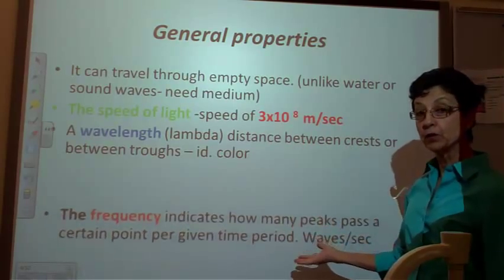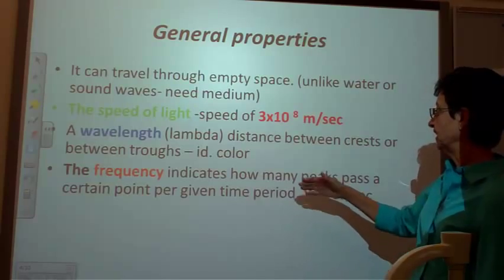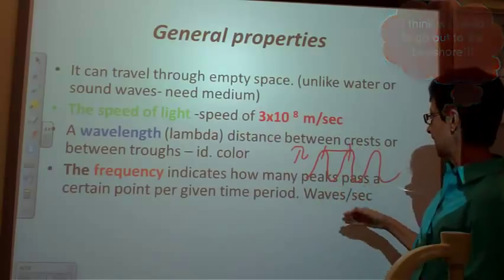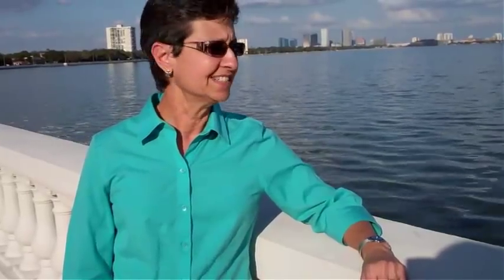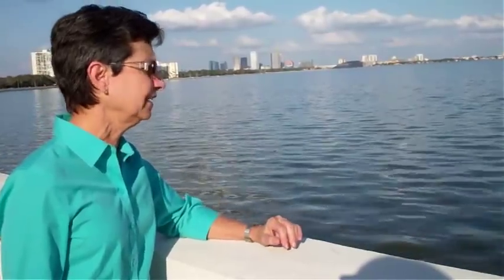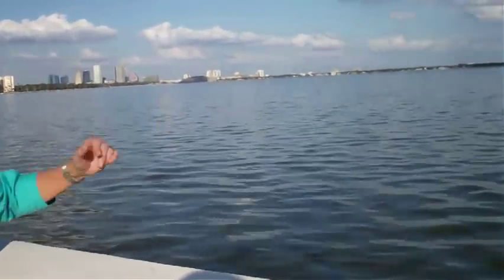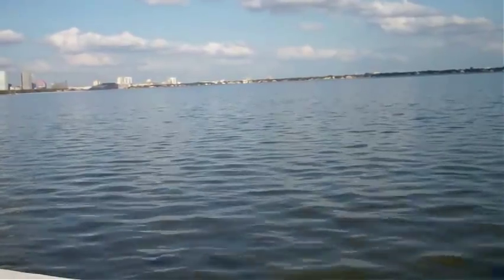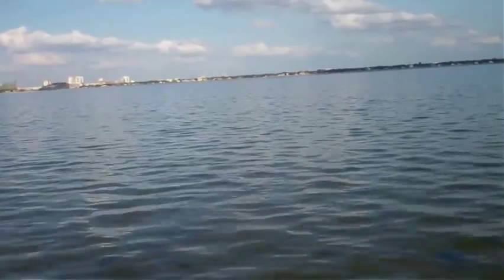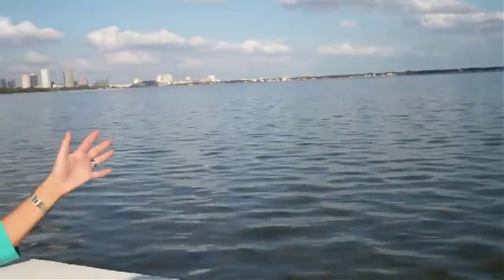Then we have the frequency. They all have a certain frequency, and that indicates how many peaks pass through a certain point per given time. Well, we're here on the beautiful Bayshore right across the street from Academy, and I'm just looking at the waves, and there aren't too many. They're not too high today. The wavelength is very low today, but sometimes you have greater waves, larger wavelengths. The same idea applies to the electromagnetic radiation that we've been talking about.